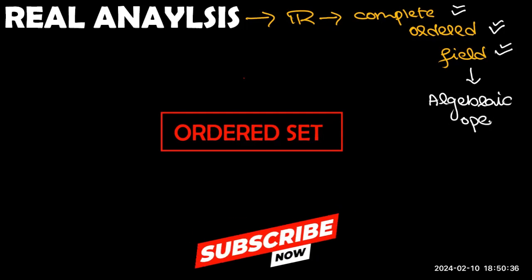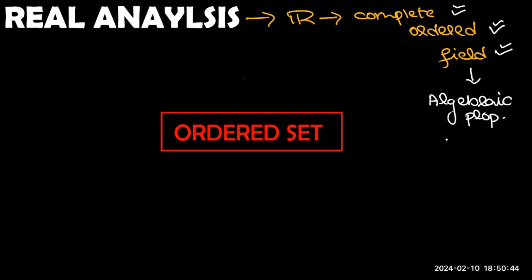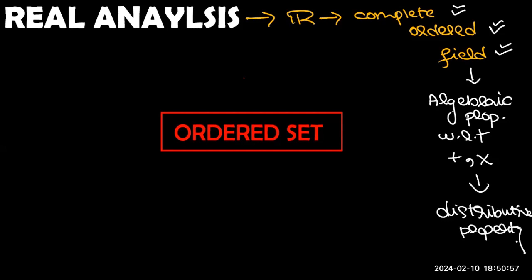with respect to addition, with respect to multiplication, as well as the distributive property. It means the real number system satisfies the commutative property, associative property, identity property, and inverse property with respect to addition as well as with respect to multiplication, and it satisfies the distributive property. And so our real number system is a field.